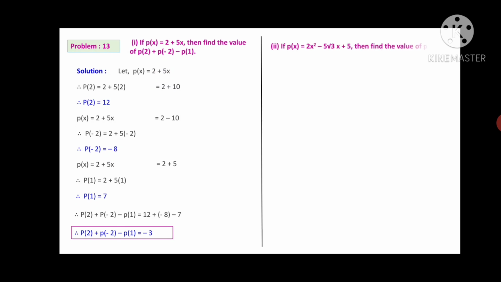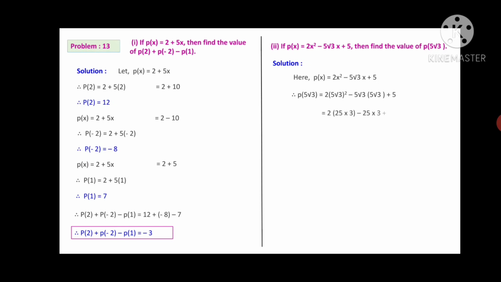If p of x is equal to 2x squared minus 5 root 3 x plus 5, then find the value of p of 5 root 3. Friends, let here p of x is equal to 2x squared minus 5 root 3 x plus 5. Therefore, p of 5 root 3 is equal to 2 into (5 root 3) squared minus 5 root 3 into (5 root 3) plus 5.